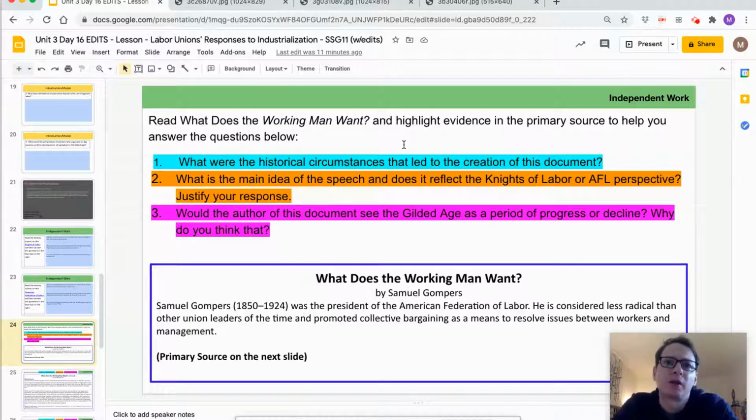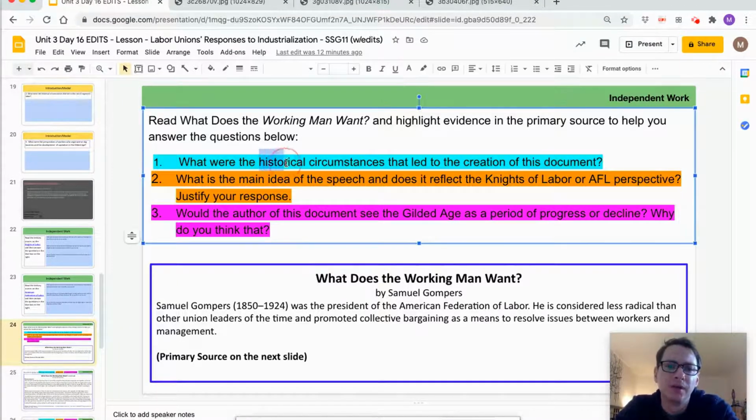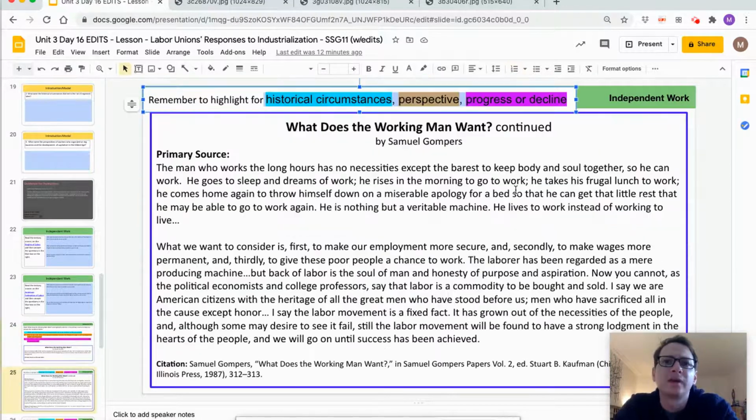And to really prepare you for the culminating assignment for this lesson, it's really important that you annotate for these 3 components, and each one we gave a different color to. You want to look for the historical circumstances, the perspective, and also evidence of progress or decline. And if you are still working on familiarizing yourself with the language of perspective, ask your teacher to make the language of perspective tool available to you.